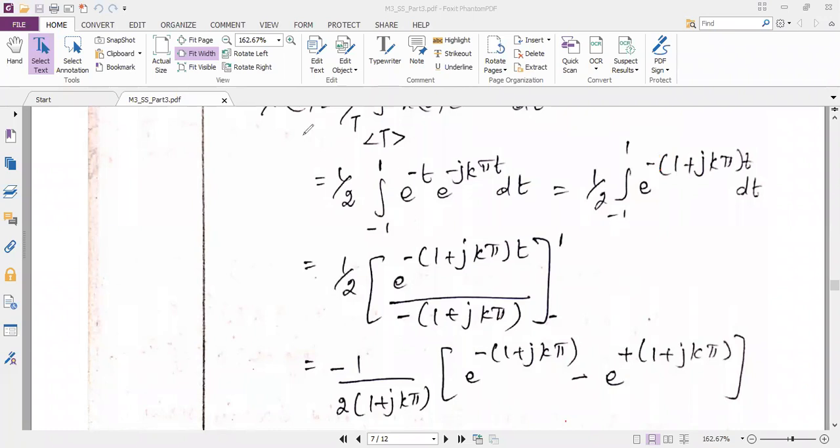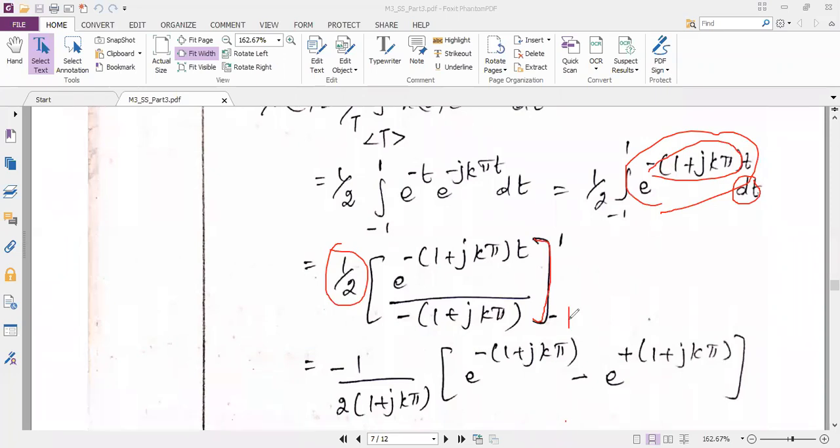You know how to perform the integration. 1 by 2 is a constant term outside, and it is with respect to dt. So it is e power minus of this complete term, the whole divided by minus of 1 plus jk pi. You have to substitute the limits minus 1 to plus 1.